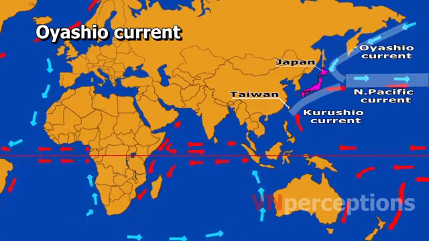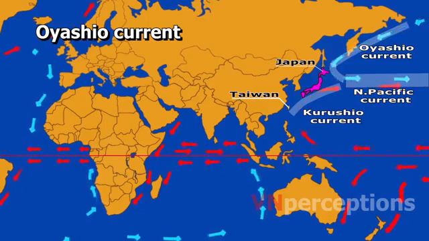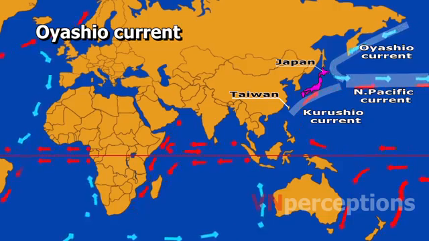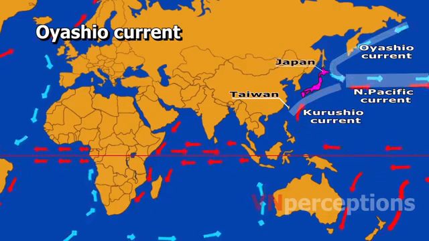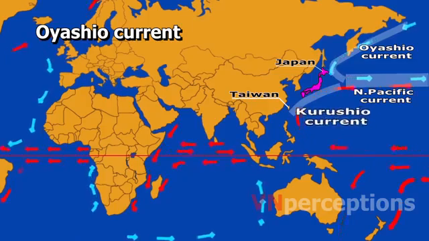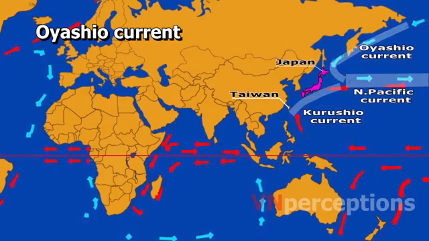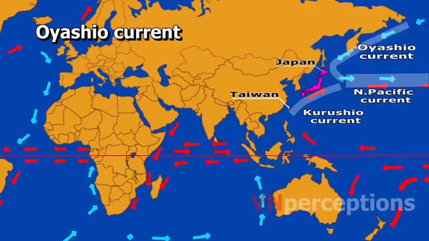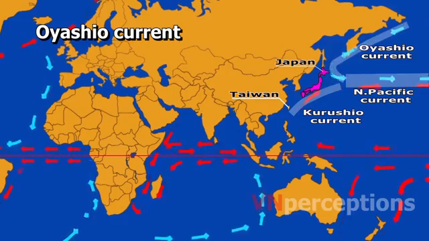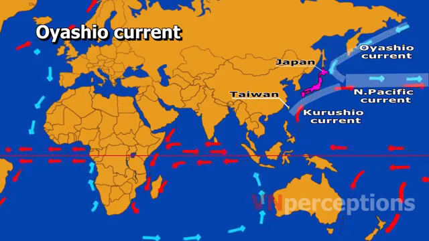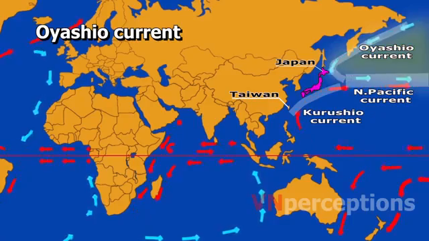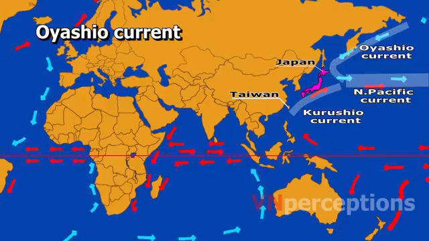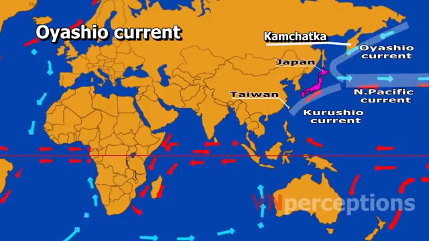Next one is the Oyashio current. The Oyashio current is a cold subarctic ocean current that flows south and circulates counterclockwise in the western North Pacific Ocean. It collides with the Kuroshio current off the eastern shore of Japan to form the North Pacific current. The waters of the Oyashio current originate in the Arctic Ocean and flow southwards via the Bering Sea. The current has an important impact on the climate of the Russian Far East, mainly in Kamchatka and Chukotka.